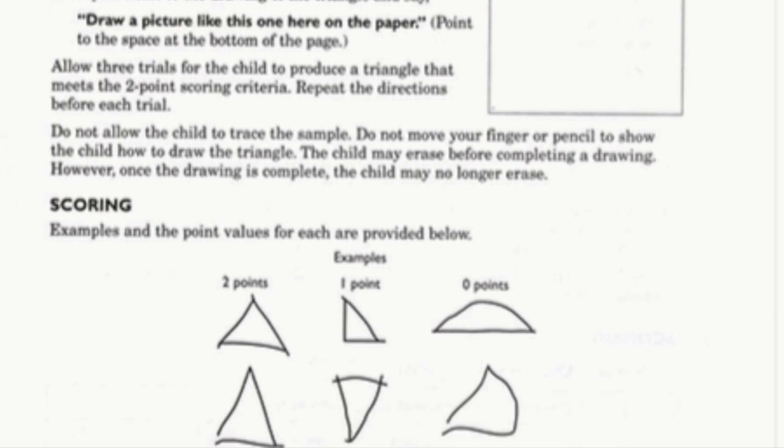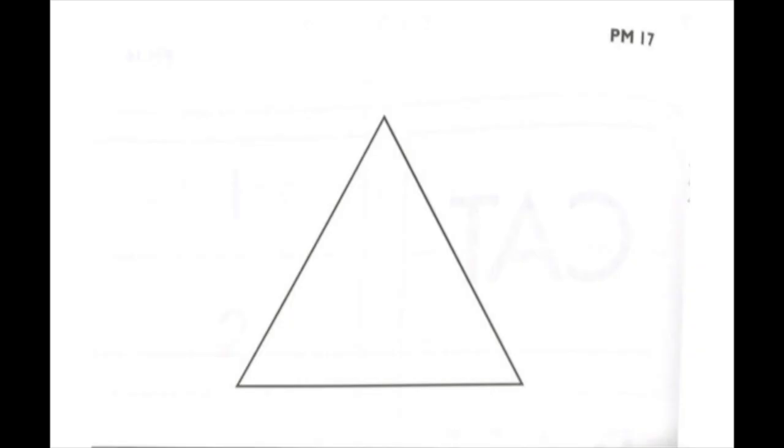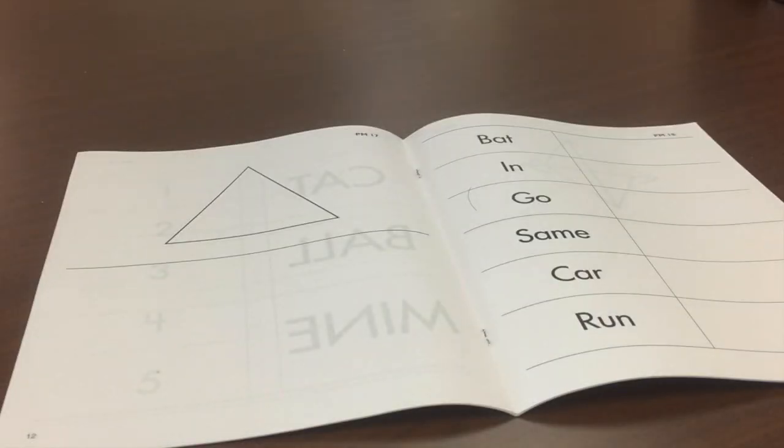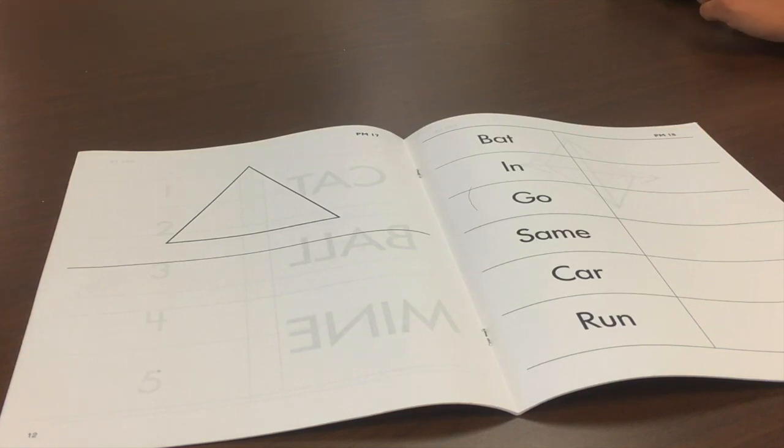The materials that are needed include the drawing of a triangle from page 12 in the student workbook and a pencil or crayon. Seat the child at a table so that his or her elbows are level with the table and the child can reach and manipulate the materials easily. Place the student workbook open to page 12 in front of the child.